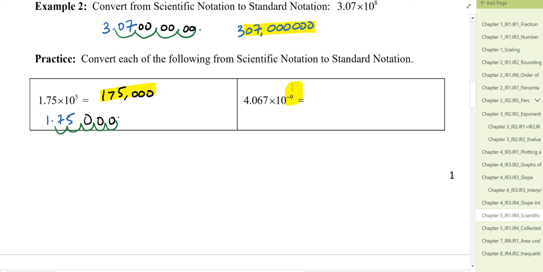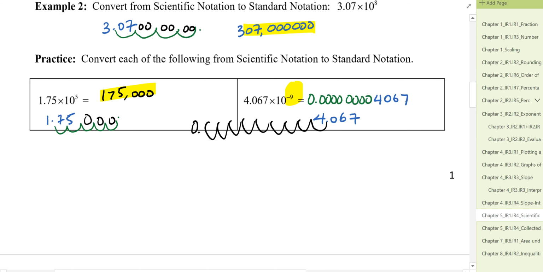I can do the same thing with negative k equal to negative 9, meaning left 9 times. I move it to the left 9 times: 1, 2, 3, 4, 5, 6, 7, 8, 9. What that means is before the 4, I'm going to put 8 zeros. So I could say 0 point, with 8 zeros before the 4, and then the 4 will be the 9th place, so 0.00000000 and then 4, 0, 6, 7. That will be my final answer, a very small number.